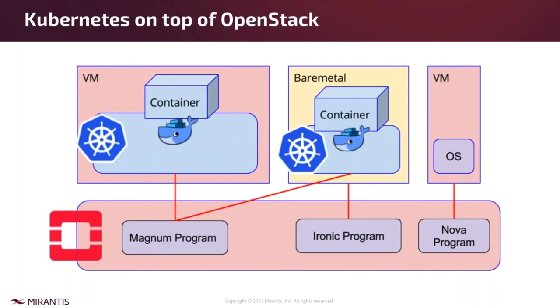Now, Ironic just helps us provision these bare metal nodes. And lastly, you have Nova, which is going to manage your traditional virtual machine workload. And all of this is done through a platform with a unified API. It's going to give you a plethora of options. So that's going to be it. I'm going to hand it off to Nick now.